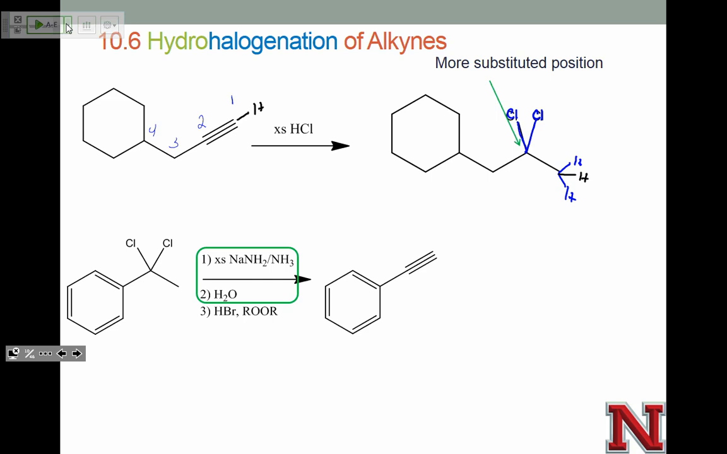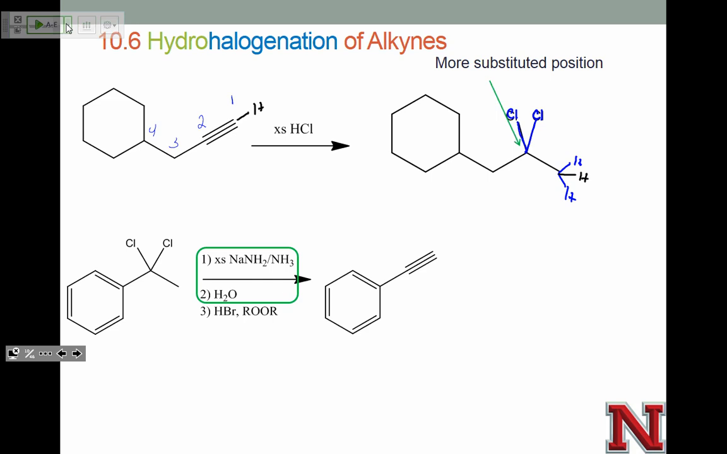And then the third, remember because we can't mix NH2 and ammonia with H2O, because our H2O would just react with our really, really strong base. We wouldn't get a reaction, so we wouldn't form the triple bond. Once our triple bond forms, then we added HBr and peroxide.